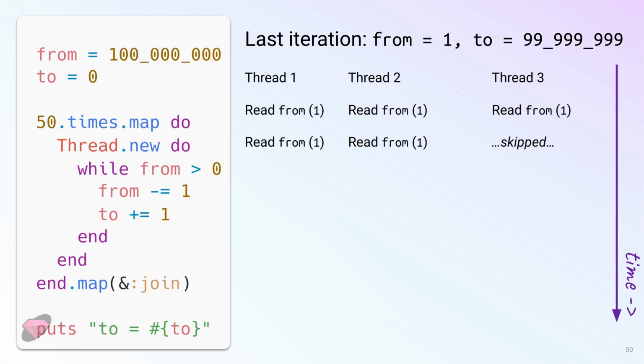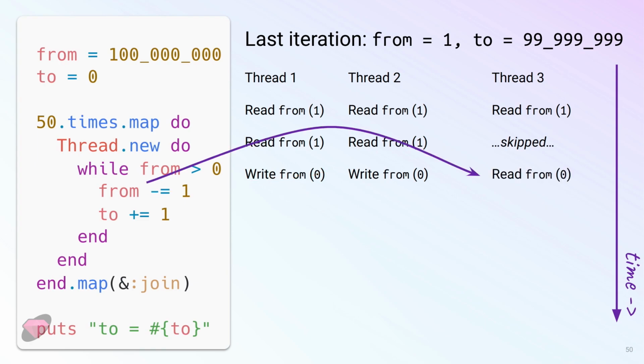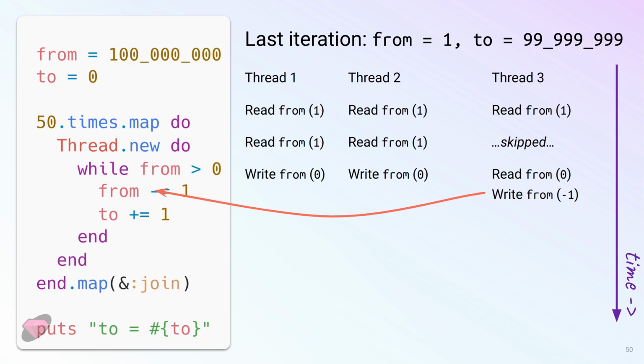Ruby decides, okay, I'll just go back to thread number 1. And thread number 1 subtracts the value, writes it back. Thread number 2 subtracts the value, writes it back, same as before. And now thread number 3, Ruby is like, yes, let's go, thread number 3. And it reads 0 because, well, it's been written. So now what does it do? Well, it subtracts 1 and writes it back. So now from is -1.